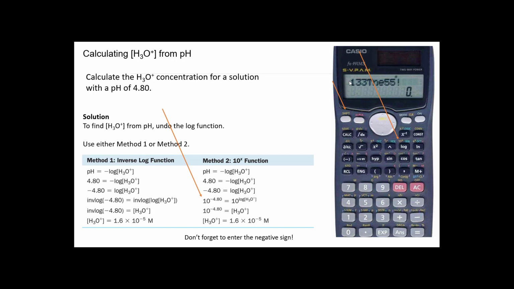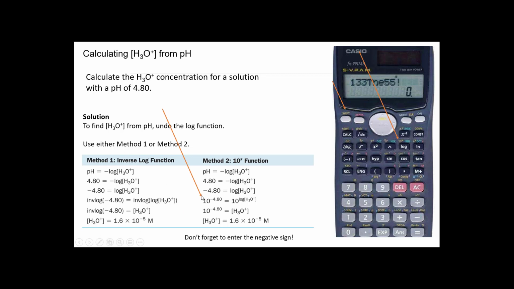Now, I'm going to show you how to do it the opposite way. What if you have the pH, but you want the concentration of hydronium ions? So this is to go another way. This is in your book. This is for another calculator. I'll be honest with you, I don't even know how to make sense of this.